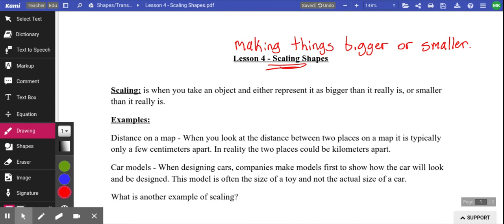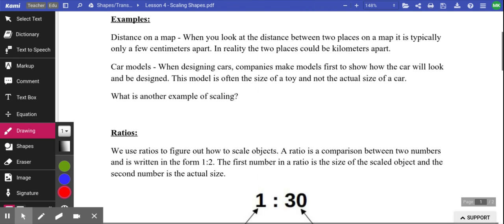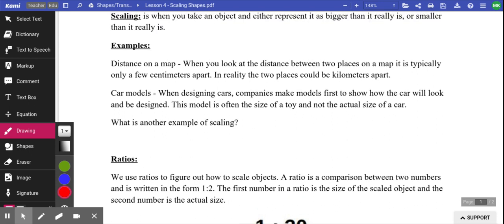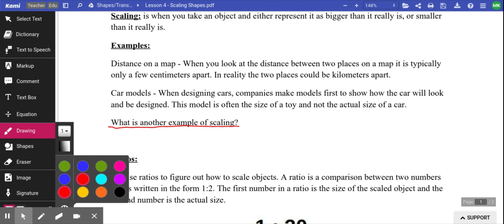Think of your science class right now. You guys look at things like DNA. DNA is obviously so small we can't really see it, but then we scale it up so that we see a big model we could actually look at and investigate. So it would be a use of scaling something up. I want you to take a second and think if you can find another way in which we use scaling. So what is another example of scaling? You can come up with anything. Just try to think of something that we make bigger or make smaller for whatever purpose.